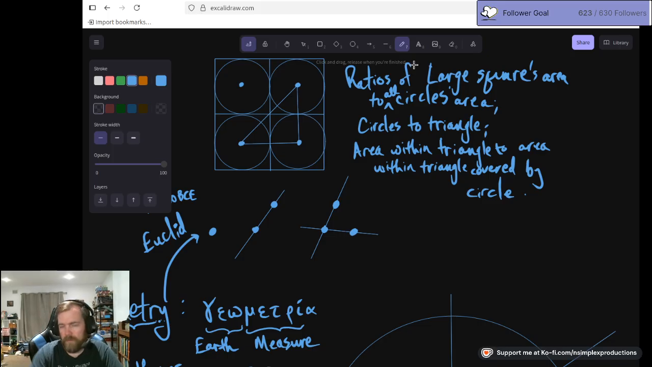So Euclid was talking about building from basic foundations. We start with points. We build those points into a line. We build those lines into, in this case, angles, and then also into planar shapes.